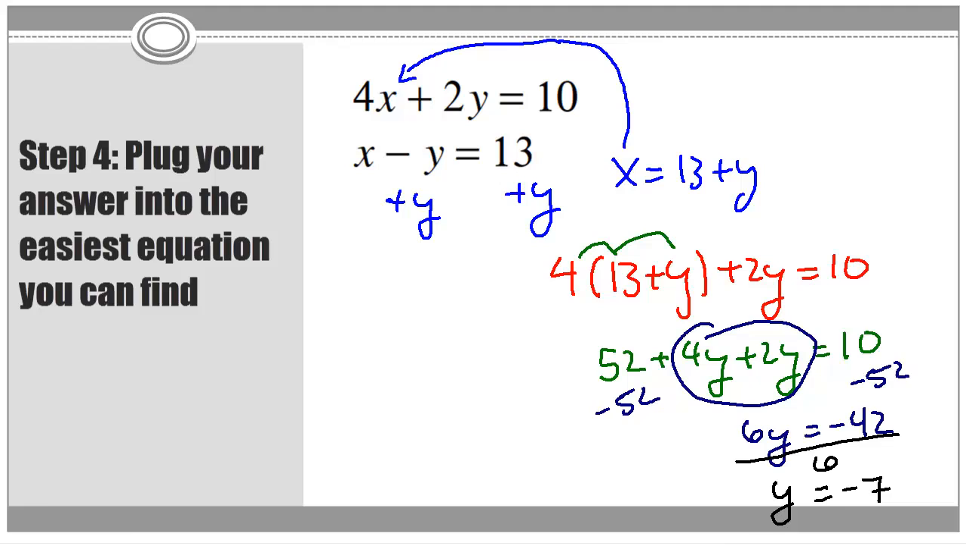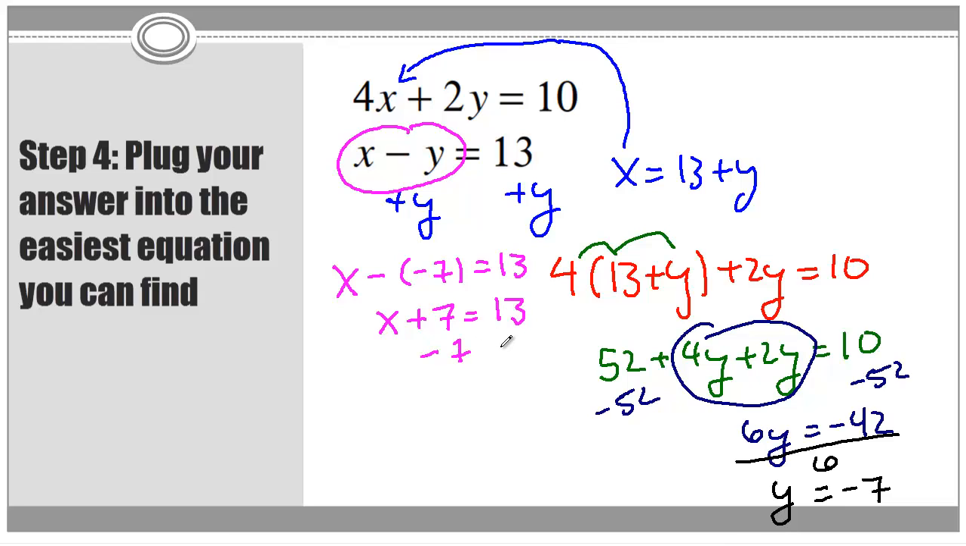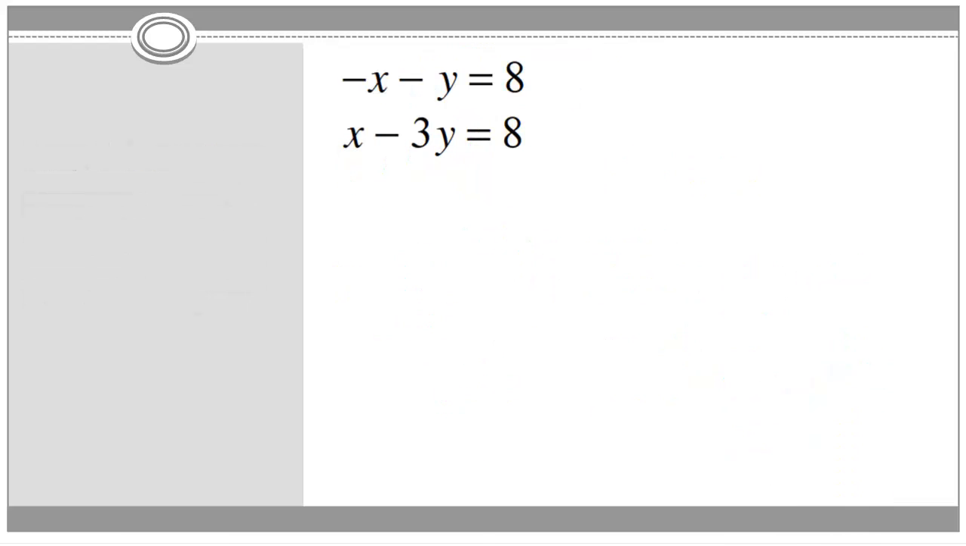Now I can plug in -7 for y in either one of my first two equations. It doesn't matter which equation I use, I just want to choose the one that is the easiest to work with. So I'm going to choose the second equation and rewrite that as x minus -7 is equal to 13, or x plus 7 is equal to 13. Subtract 7 from both sides, and I get x is equal to 6.